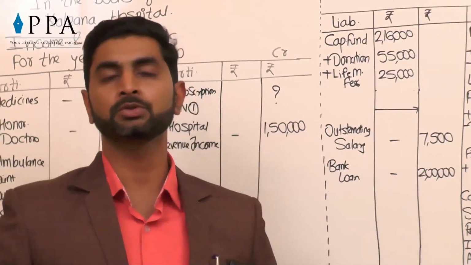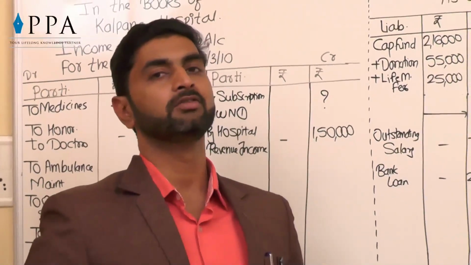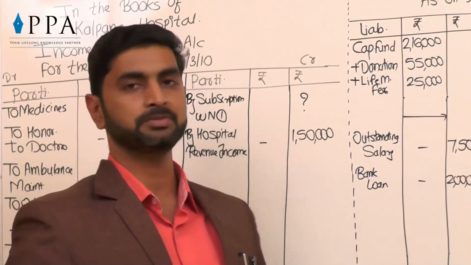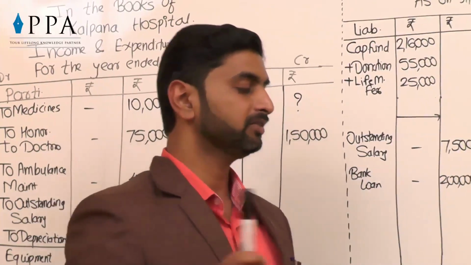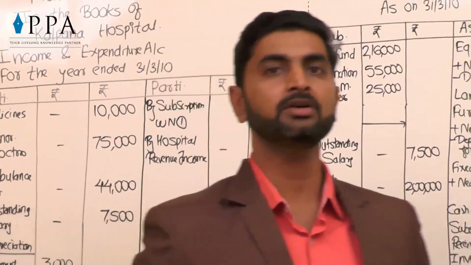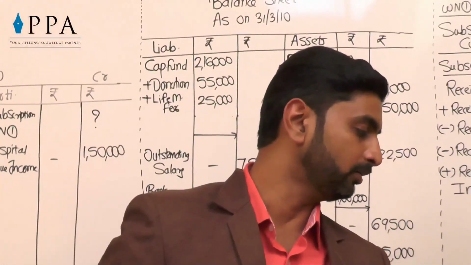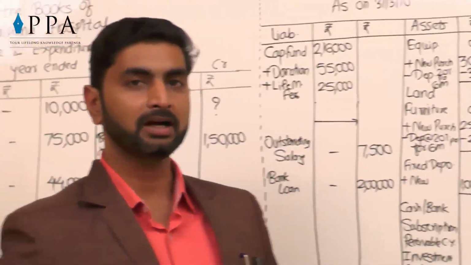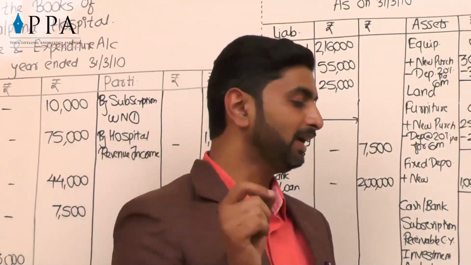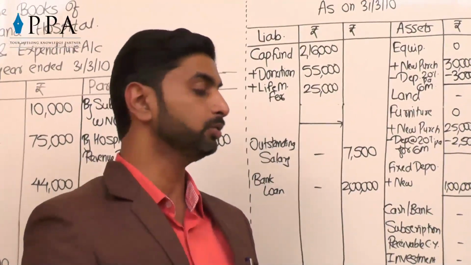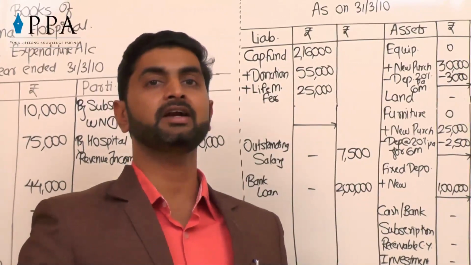Now it's the right time to close the account, but before that, one adjustment is left, that is subscription. Why is it left? Something is given in the receipt and payment account. Let's see what is given in the RP account. As you can see in the RP account, the total amount given is 1,17,500, which includes 7,500 for last year.